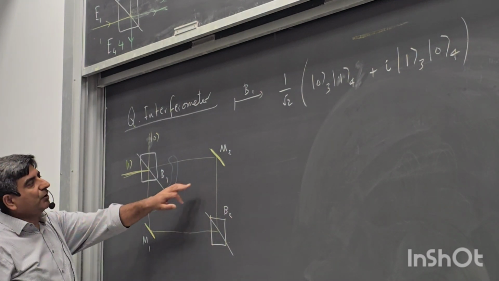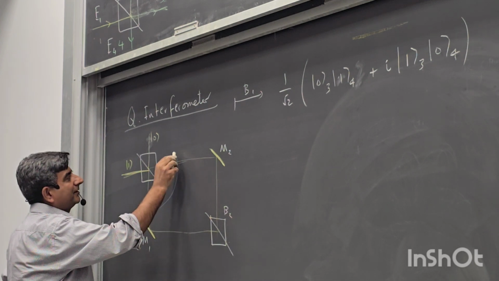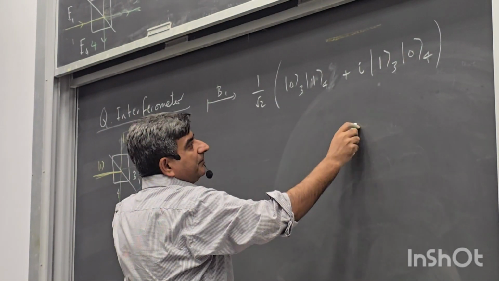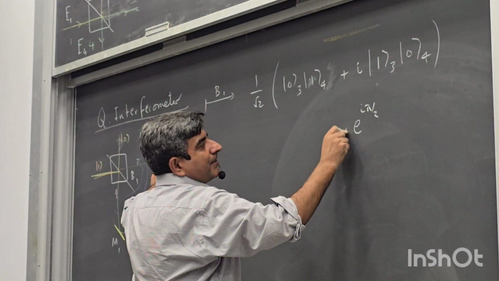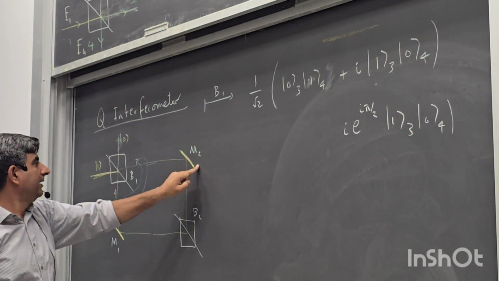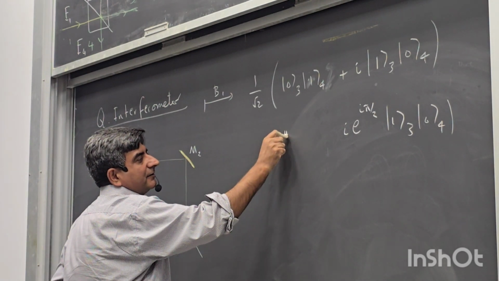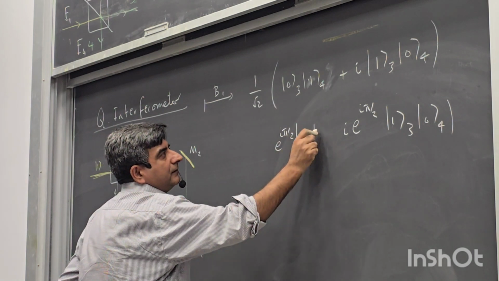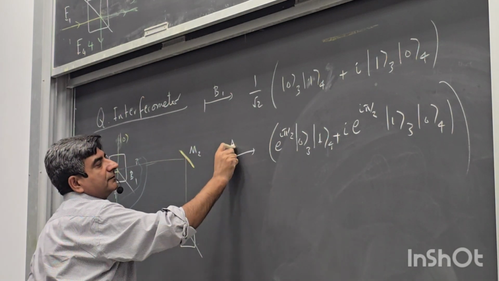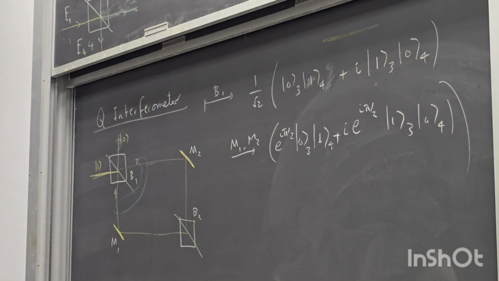Now what the mirror M2 does, this is one path, right? Let's call this 3, and this 4. So if a photon comes in here, it gives you a 90 degrees phase shift. So this is after this mirror, M2. This M1 also gives a 90 degrees phase shift here. So this is after the two mirrors. But since the 90 degree phase shift is common to both paths, we can ignore this as a global phase.